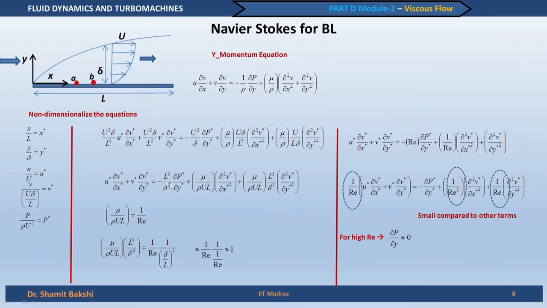So, if we use this and draw a streamline outside, and extend these points to the outer streamline, to the point C, A to C and B to D. Now within the boundary layer del P by del y is 0, outside the boundary layer also it is 0. So what does it mean? It means that PA is equal to PC, pressure at A is equal to pressure at C, and PB is equal to PD, pressure at B is equal to pressure at D.